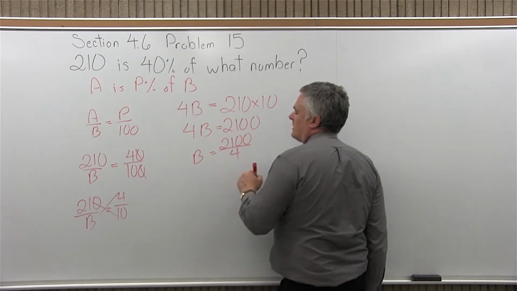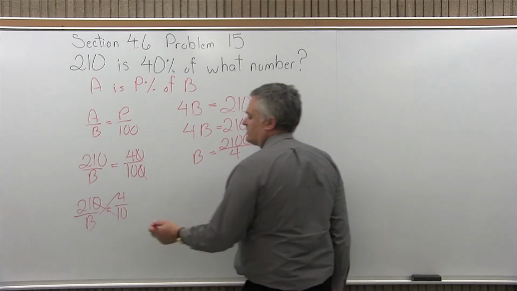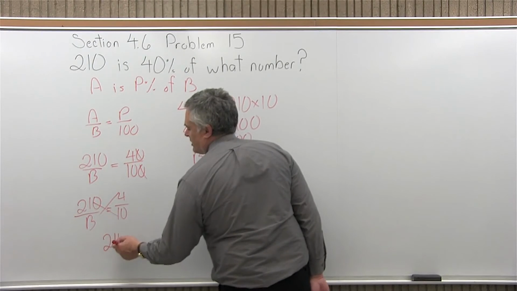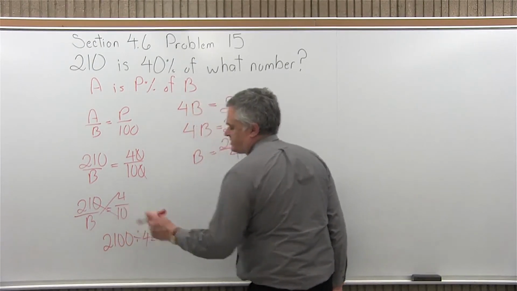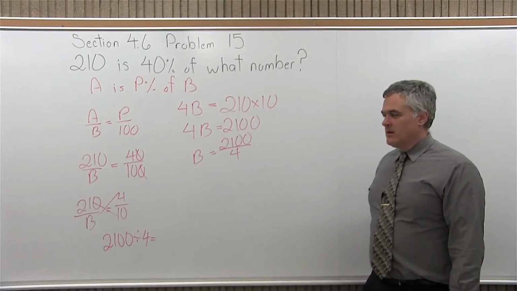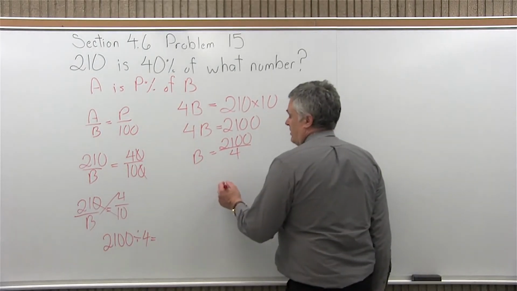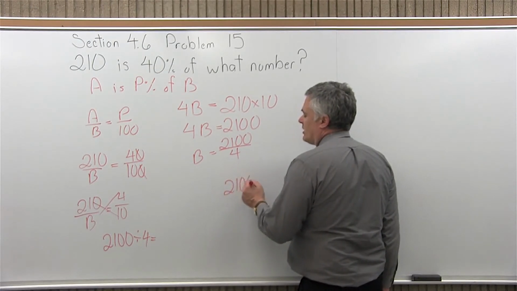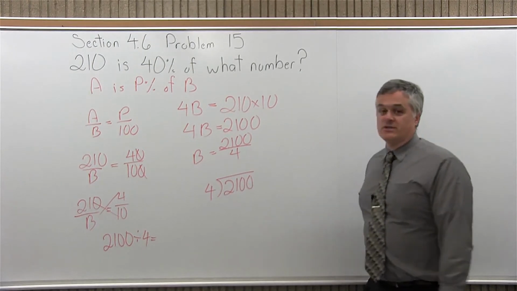2,100 divided by 4. Now, if you can't do it in your head easily, if your teacher allows you to use a calculator, just put the numerator in your calculator first, the 2,100, divide by the denominator, equals, and you'll get the answer right away. If your teacher will not allow you to use a calculator, do it out the long way. The numerator goes under the division symbol, and the denominator goes in front of the division symbol, and you just divide it.